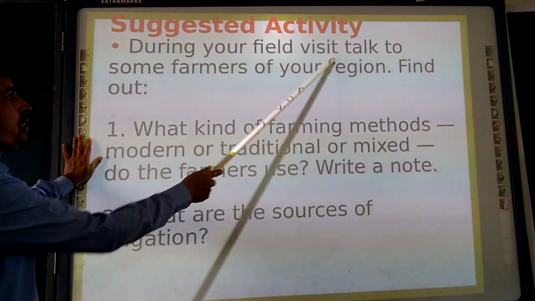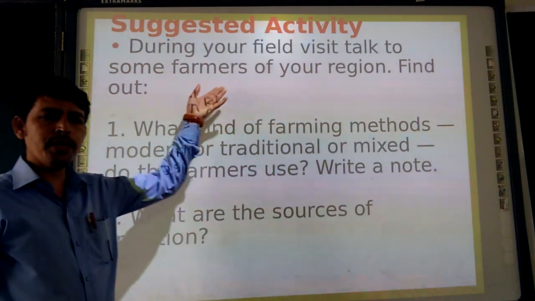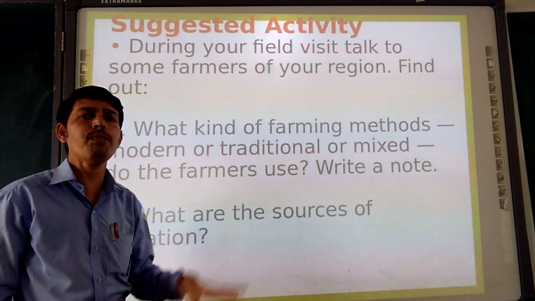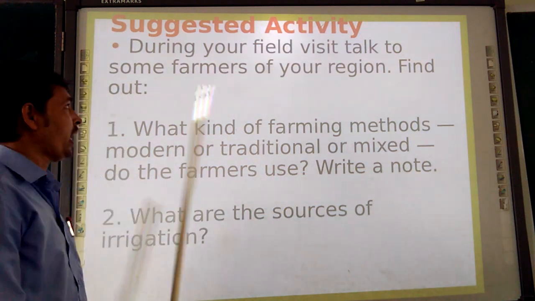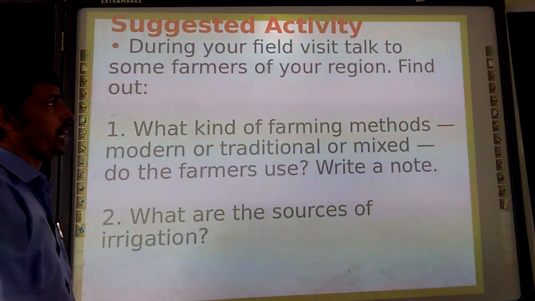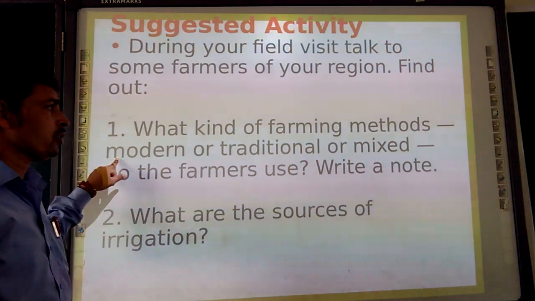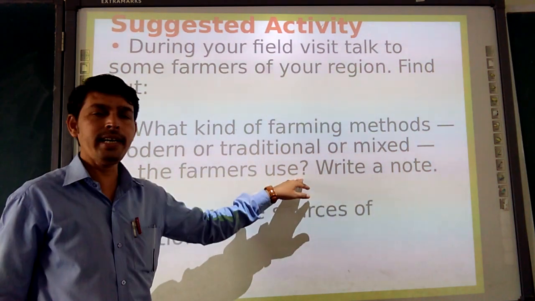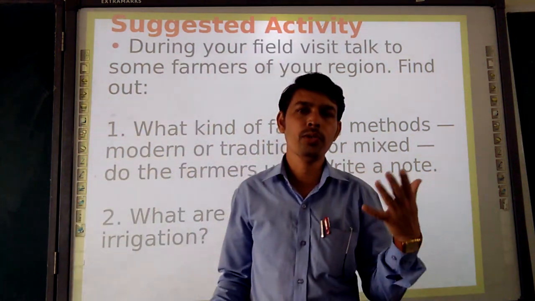During your field visit, talk to some farmer of your region and find out. Whenever you get free time, if you are going for a field visit to your nearby locality, you can find out, when you are talking to any farmer, what kind of farming methods, modern or traditional or mixed, the farmer uses, and write a note. If you are meeting any farmer in your village, you can ask.